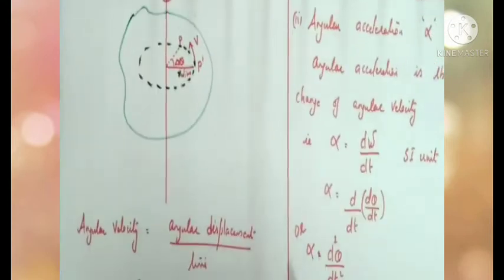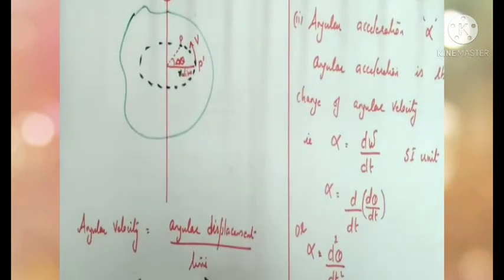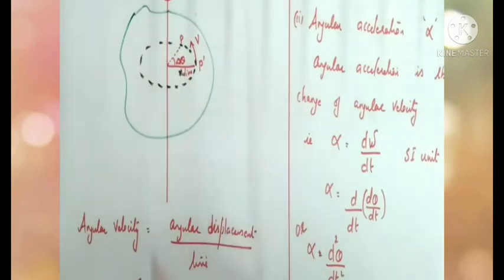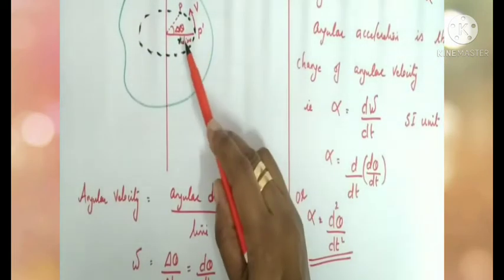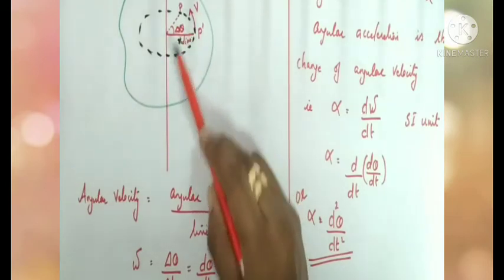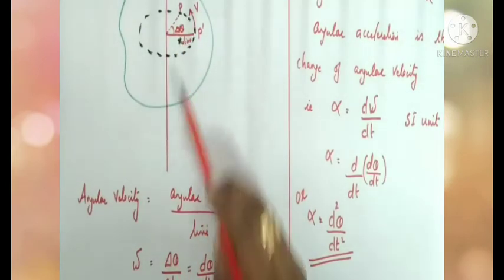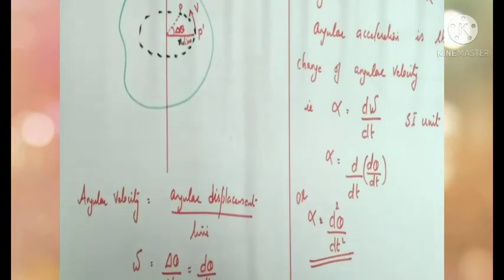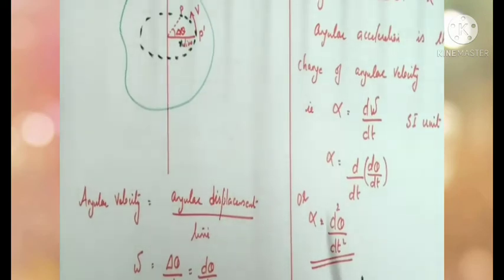Now, angular velocity is given by angular displacement divided by time. It subtends an angle delta theta or d theta. So angular velocity is given by angular displacement, here the angle delta theta, divided by the corresponding time, let it be delta t. So angular velocity is delta theta by delta t or d theta by dt. And its SI unit is angle by time. Angle SI unit is radians, so radians per second. So this is called angular velocity.